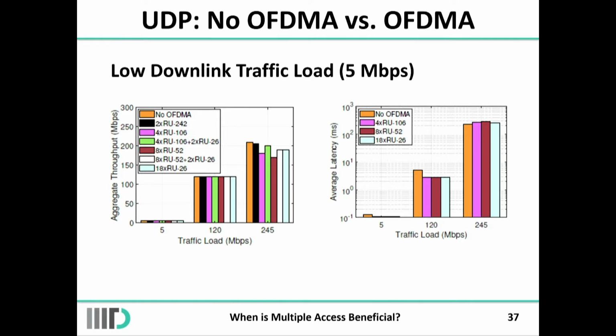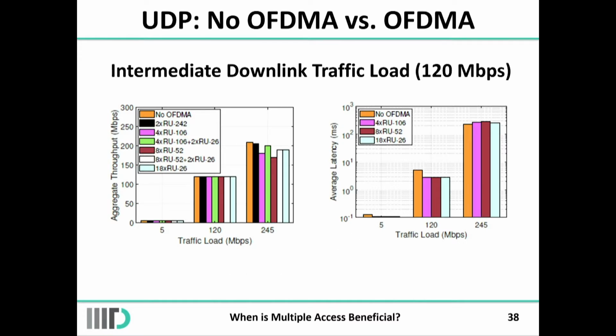Then we look at low traffic load, which is 5 Mbps, the left hand side of this graph. This is the aggregate throughput at 5 Mbps and this is the latency of the same scenario. Here you roughly see no difference between non-OFDMA and OFDMA, and therefore the suggestion would be that during low traffic load there is no reason for anybody to turn on the OFDMA feature, because non-OFDMA is equally good. No gain in throughput, almost equal latency.